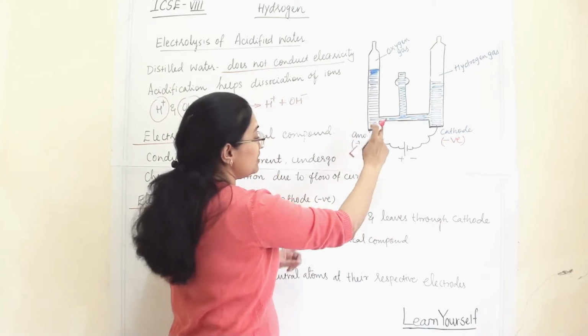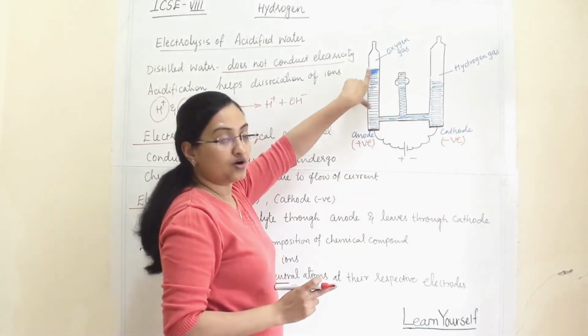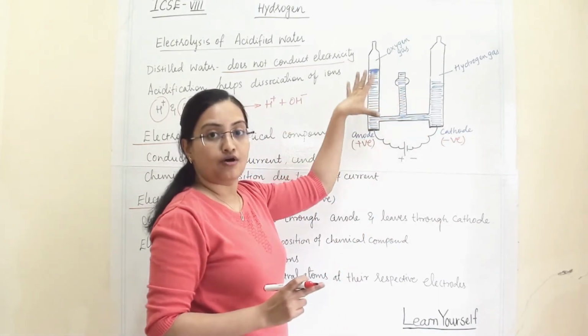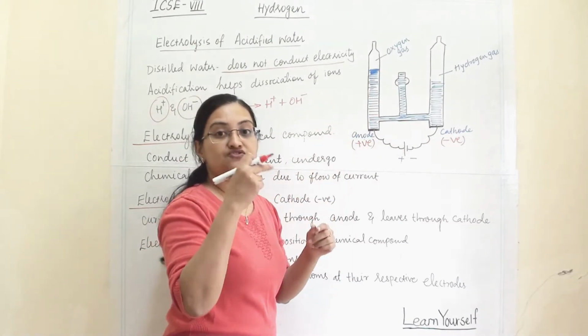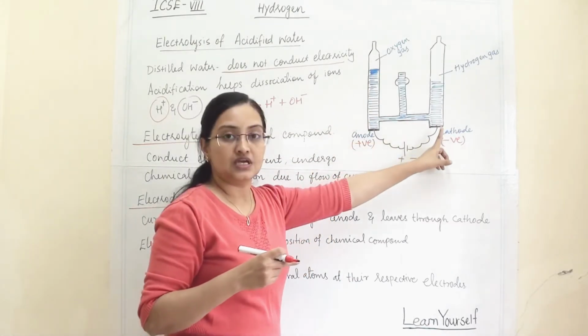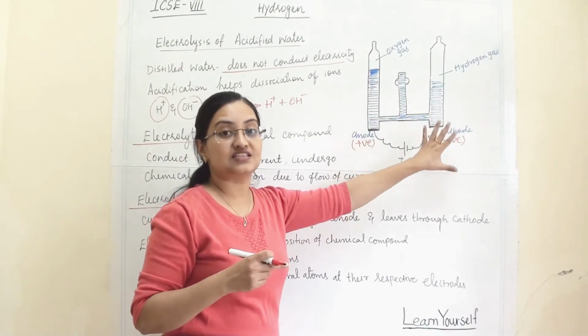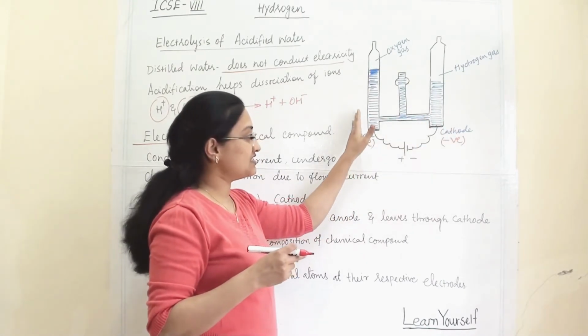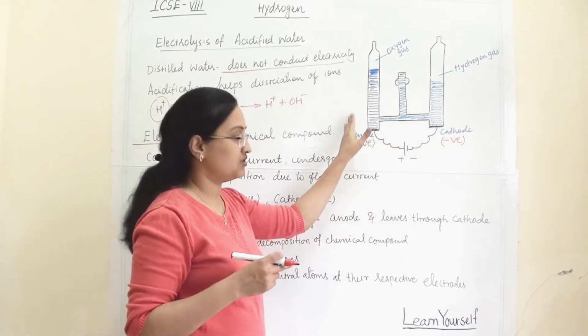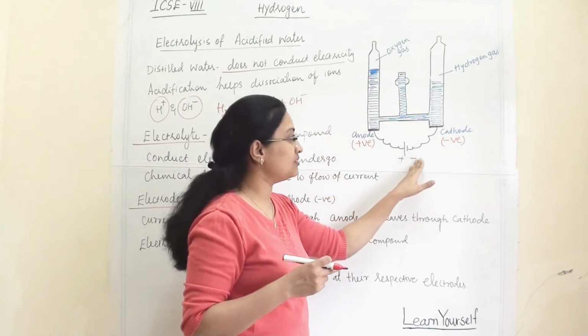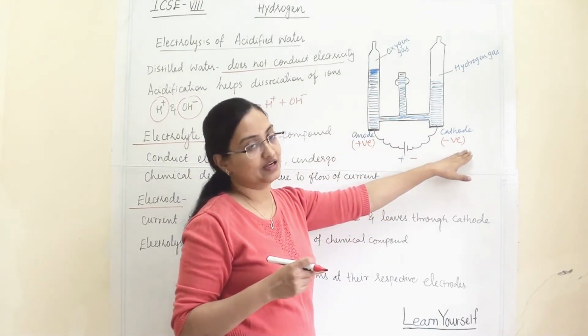Now here, both the electrodes are of platinum. I have put a strip of platinum into each, so they are both the same. Since I have attached this one to the positive terminal, this has become positive. This one with the negative terminal of the battery has become negative.